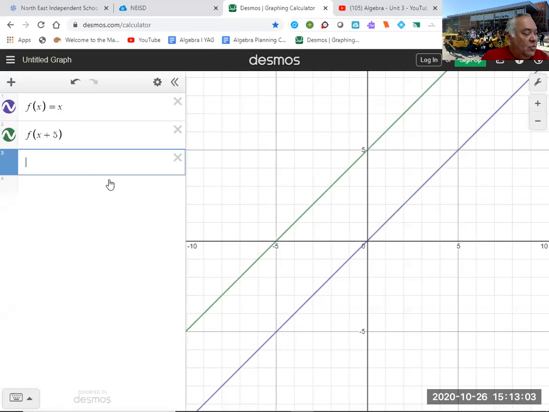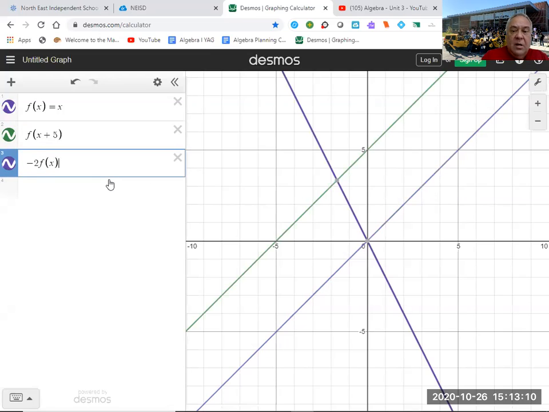And for 22, you go negative 2 f of x. Okay, and it gives you that. So just make sure you're putting in the right things, and you can look at those and pick which one is appropriate. Pick the answer choice that is appropriate to those.